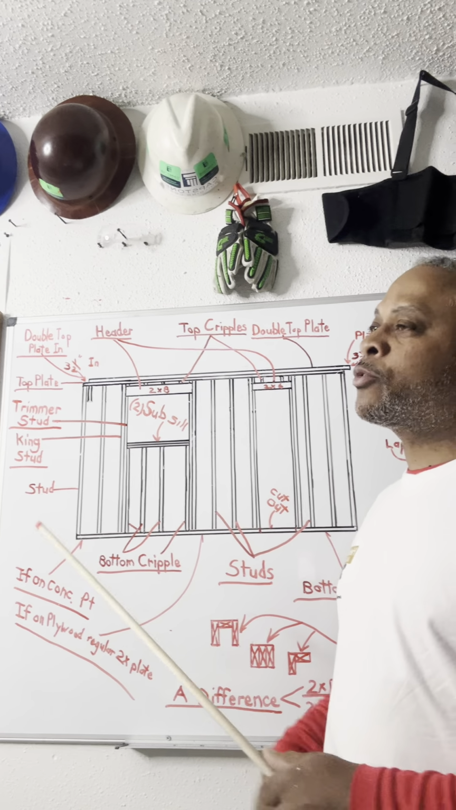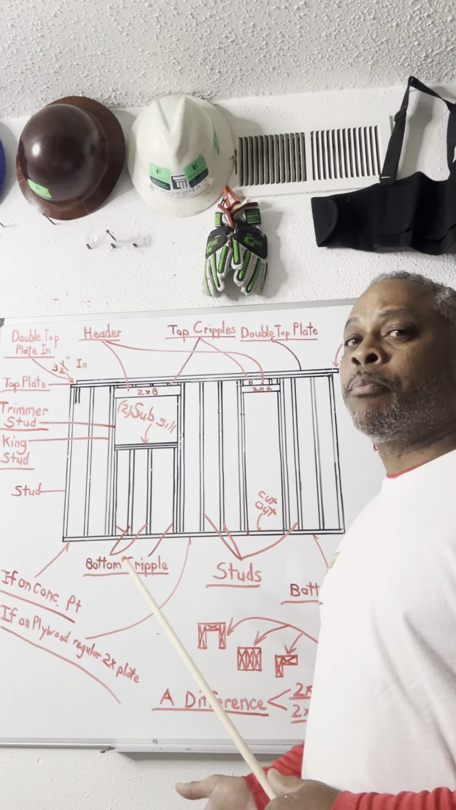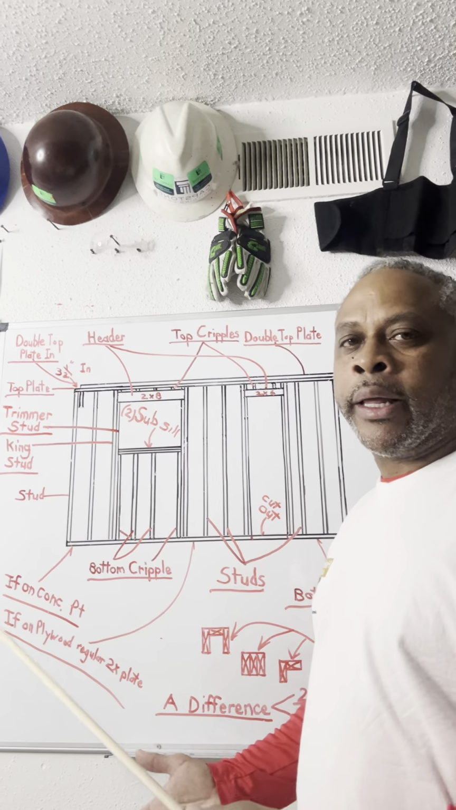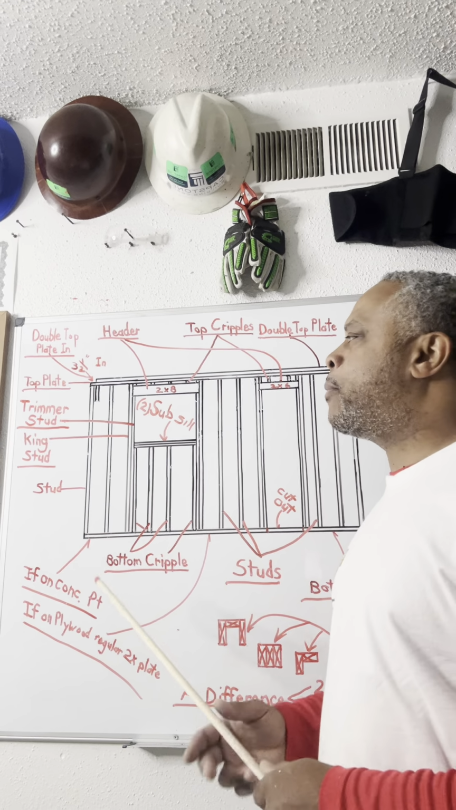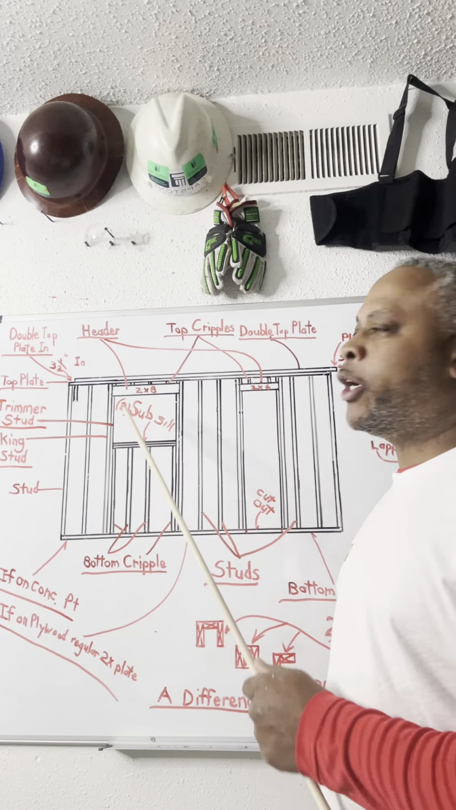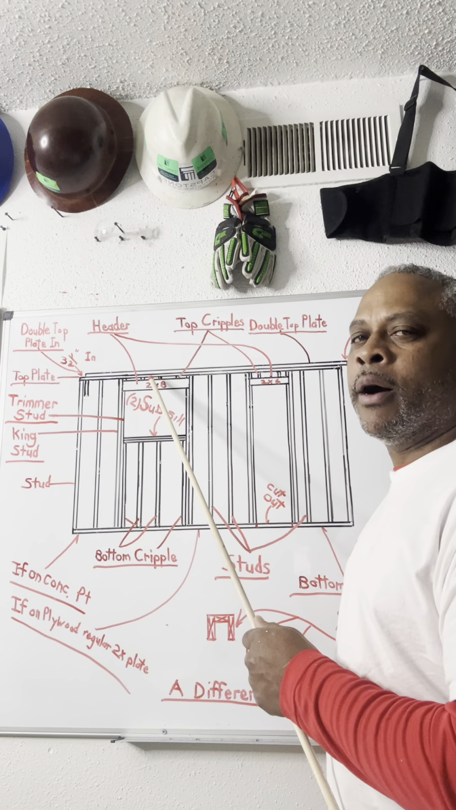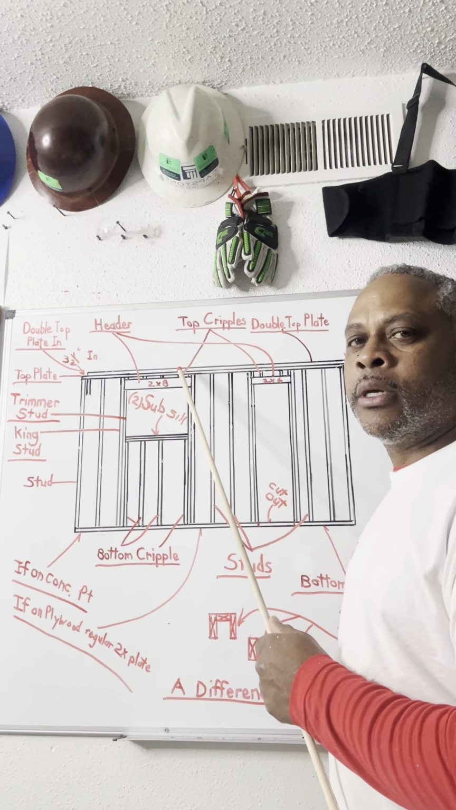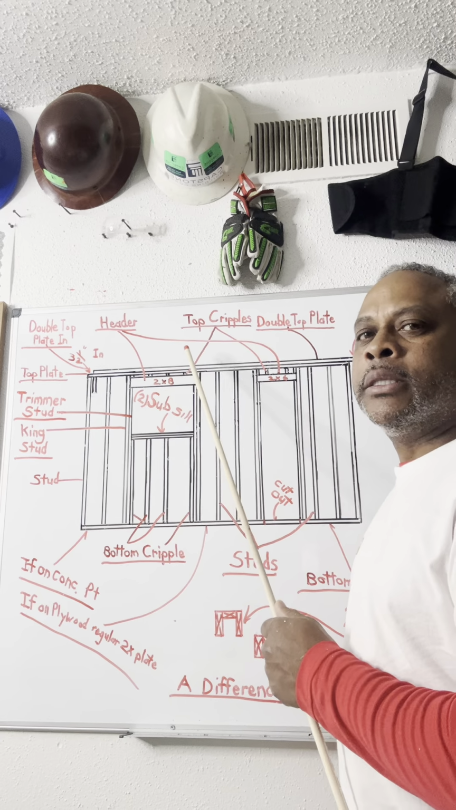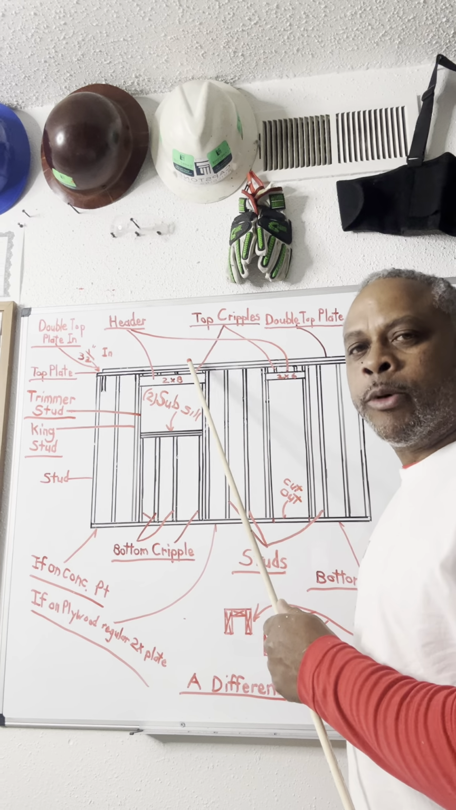If you know that the wall is framed with a plate on it, and he said, hey, I need some plate, that means double top plate. Because you cannot frame without a double top plate. There are two members that go above your framing studs, and they're plates. Top plate, double top plate.